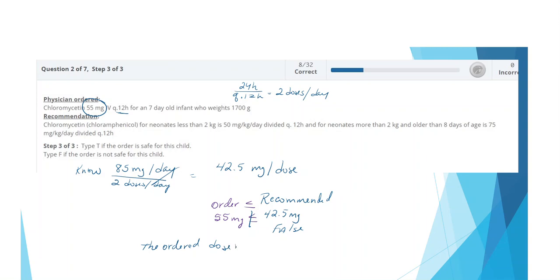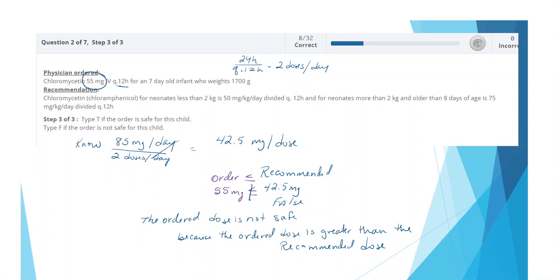Dose. It's not. My handwriting's really not good. Safe. Because the ordered dose is greater than the recommended dose. So we would type F for this one because it's not safe.